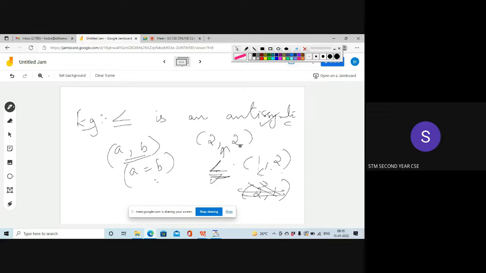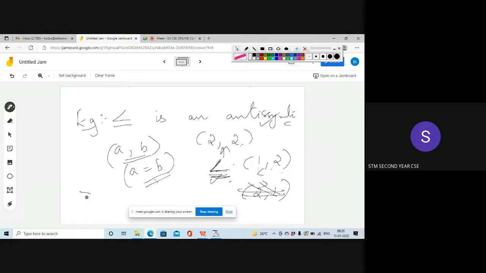If (2, 2) is present, then since they are equal, it satisfies this relation. And if (1, 2) is present, (2, 1) will not be present because 2 becomes greater than 1 and the less than relation will not be satisfied. So less than or equal to is an anti-symmetric relation. Is it clear?